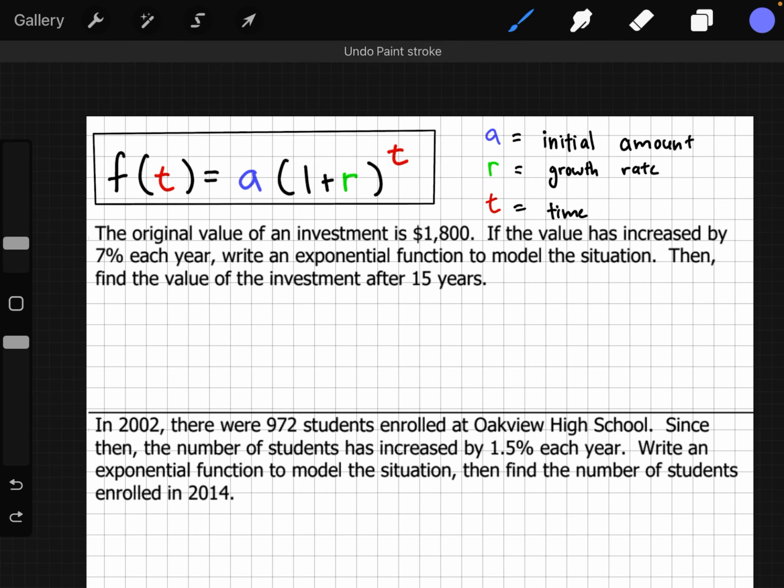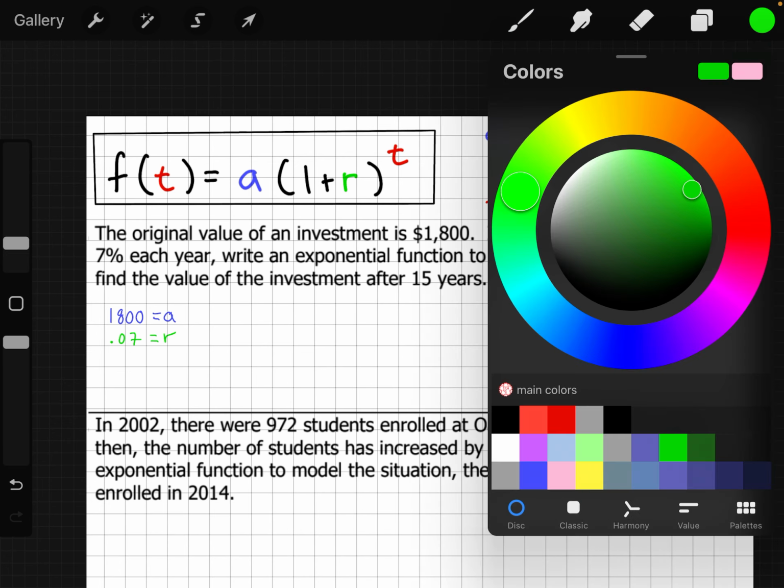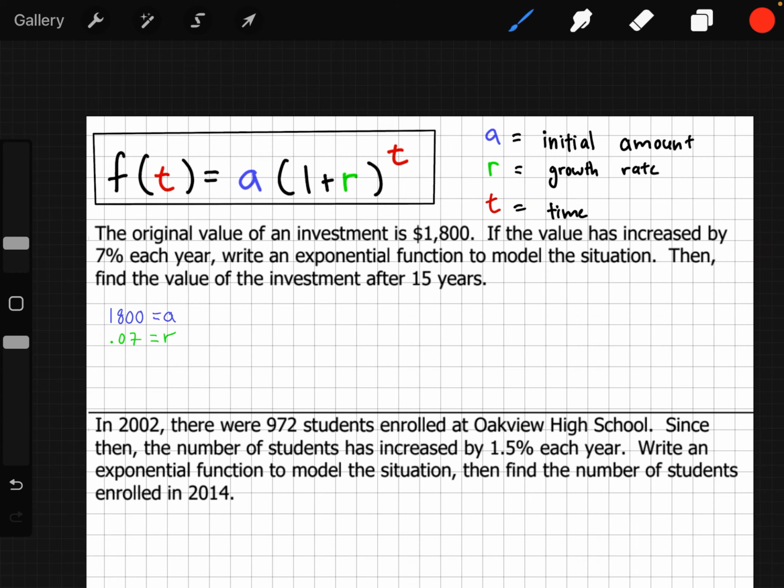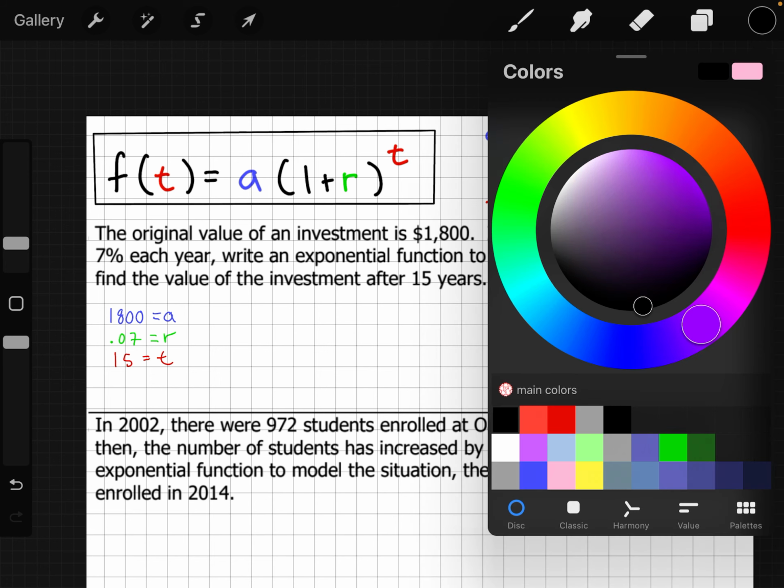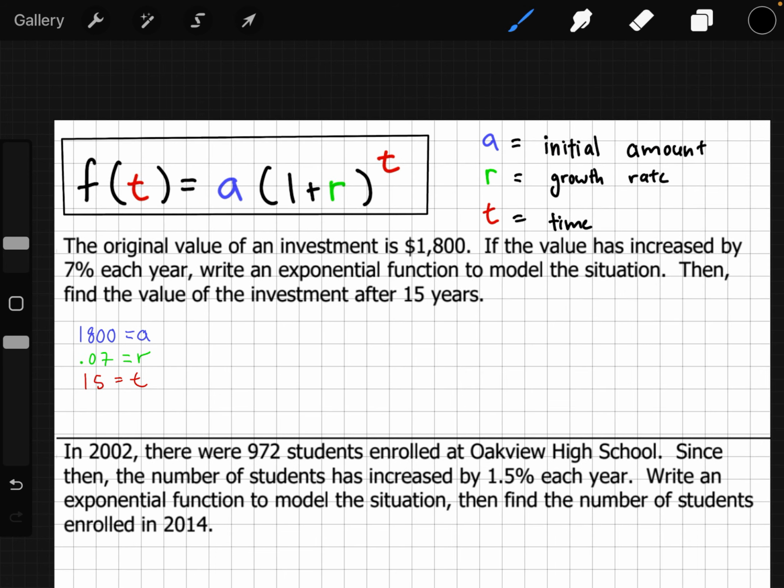So after reading the word problem, we can pull out some values. With this 1800, since it's the original value, it's the same thing as the initial amount. So we have 1800 will be our a value. Then they tell us that it's increasing by 7% each year. To change a percentage to a rate, we'll just move the decimal over twice. So this is going to be our r value. And they told us that the value of the investment will be after 15 years. 15 is our t.